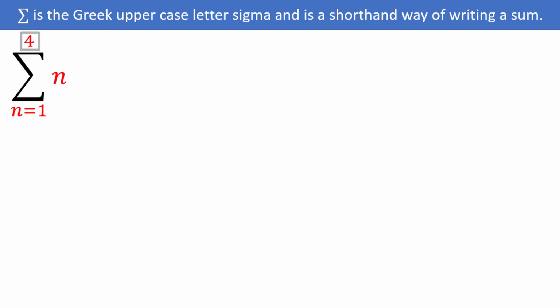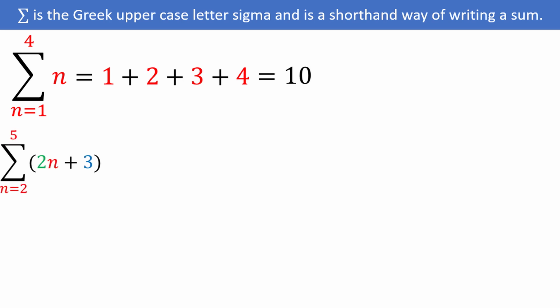When we plug in 1 for n, we get 1. When we plug in 2, we get 2. For 3, we get 3, and for 4, we get 4. Adding everything together, we get positive 10. So the sum from n equals 1 to 4 of n is equal to 10.